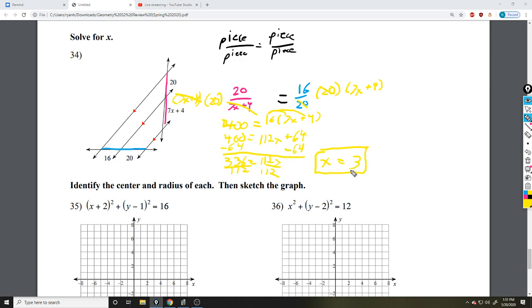And if we plug in and make sure the answer makes sense, we have 7 times 3 plus 4. If x is 3, that would be 21 and 4 is 24. So 20 over 24. And you can check that those fractions simplify to be the same thing. All right, but the idea is that we set up the pieces to be equal to each other.